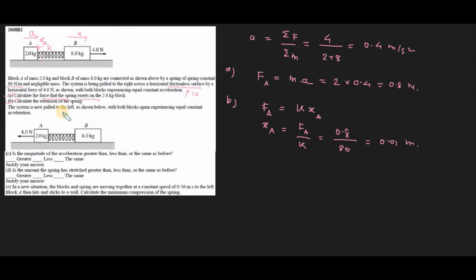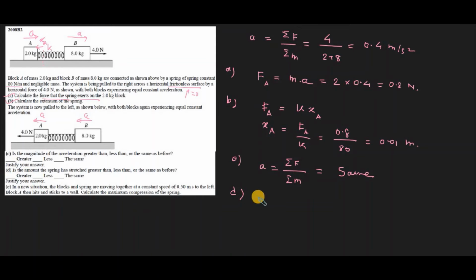Now the system is pulled to the left as shown below, with both blocks again experiencing equal constant acceleration. Is the magnitude of the acceleration greater than, less than, or the same as before? In part C, this entire system is going to move along this direction with this acceleration a. Now the acceleration's magnitude is going to be the same because of the net force exerted. We know that acceleration is equal to the ratio of net force upon total mass. The net force exerted is 4 Newton, and the mass is also the same. So from there we can say that the net acceleration will remain the same.